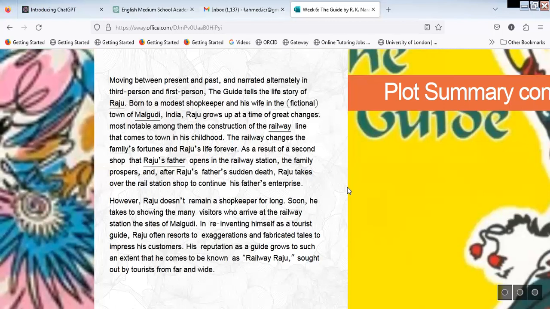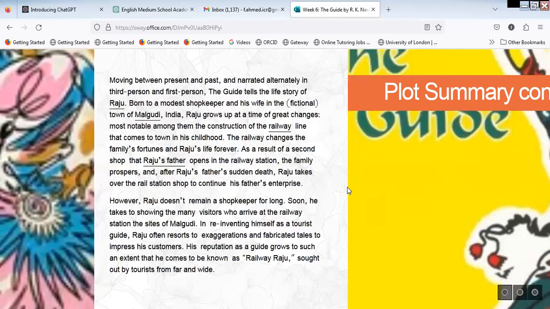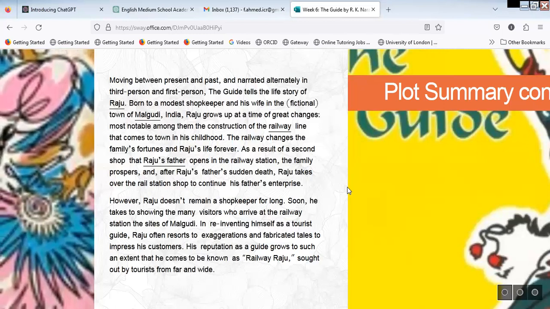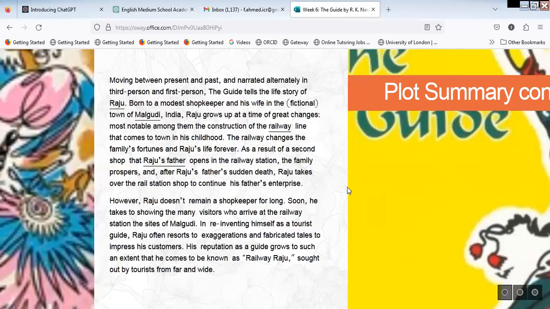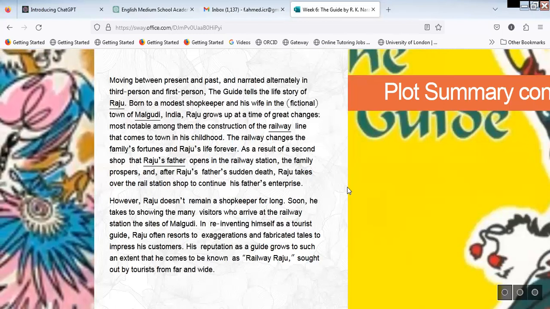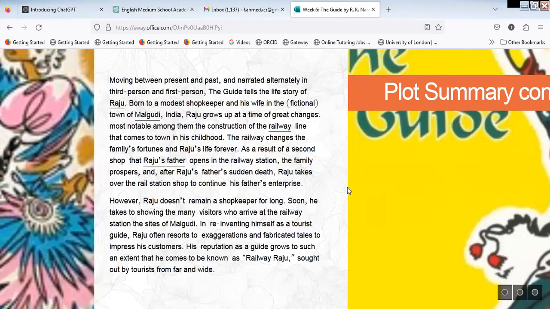So Raju is born in a lower class family, right? The son of a shopkeeper, and the setting of the novel is Malgudi, India, right? You know the name, I think, or you can search online, Malgudi, India, on YouTube as well, so that you can get familiar with the place of India.